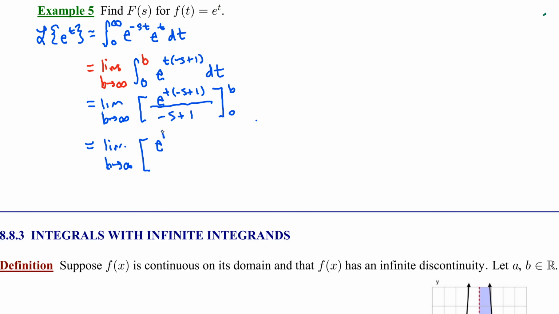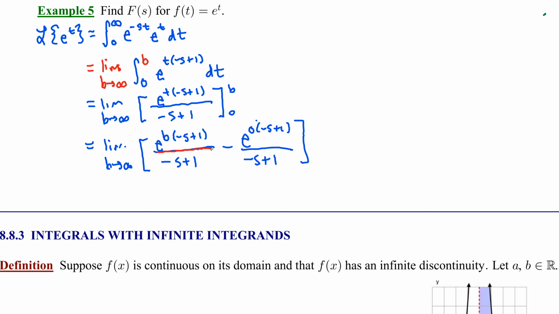And remember, these limits will be plugged in for t because t was the variable of integration. s is a constant. So there's the antiderivative evaluated at the upper limit. Here is the antiderivative evaluated at the lower limit. Our next task is to actually evaluate the limit. So notice we have this expression, e to the b times negative s plus 1.